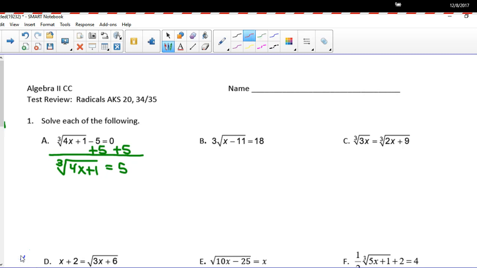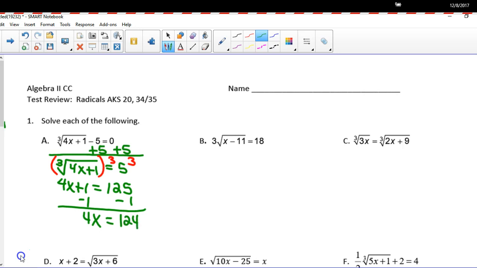Then we want to go in and cube both sides to undo the radical. Inverse operations. So the left side becomes 4x plus 1, and the right side is 125. We subtract 1 from both sides. 4x is equal to 124. x is equal to 31.